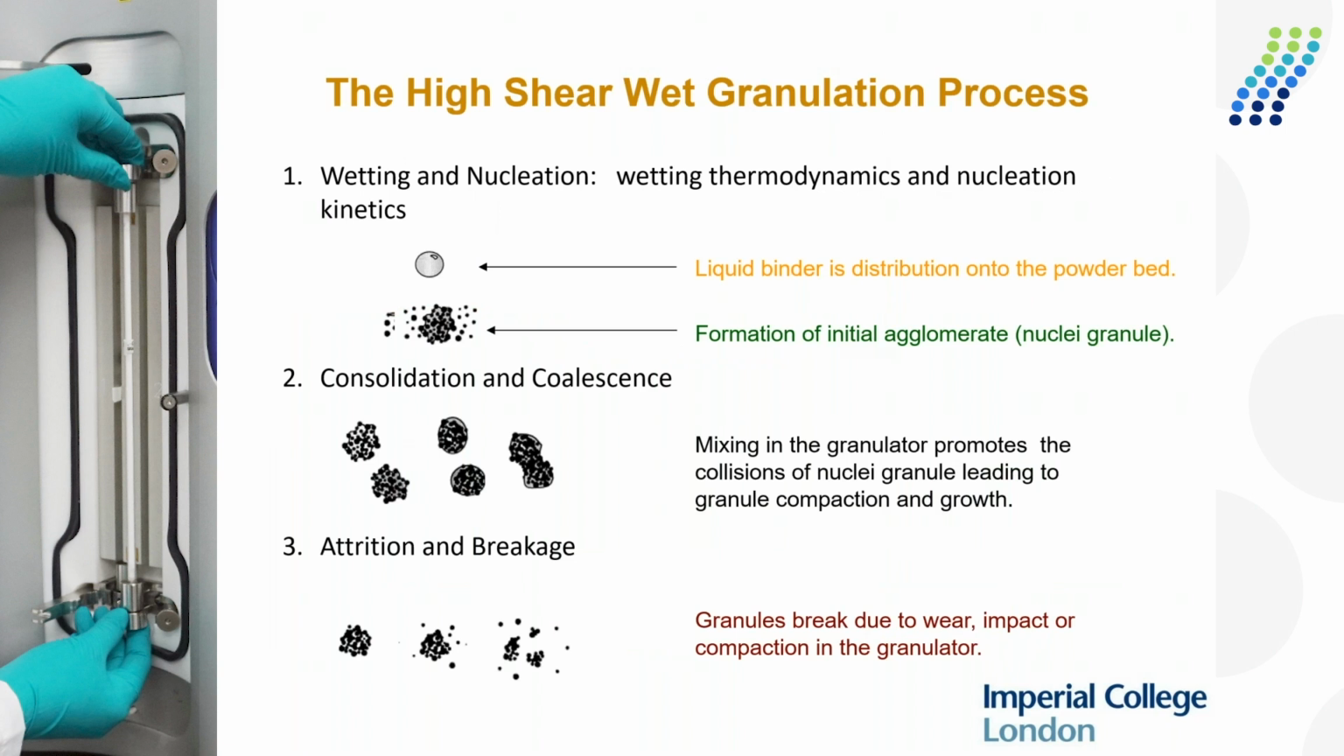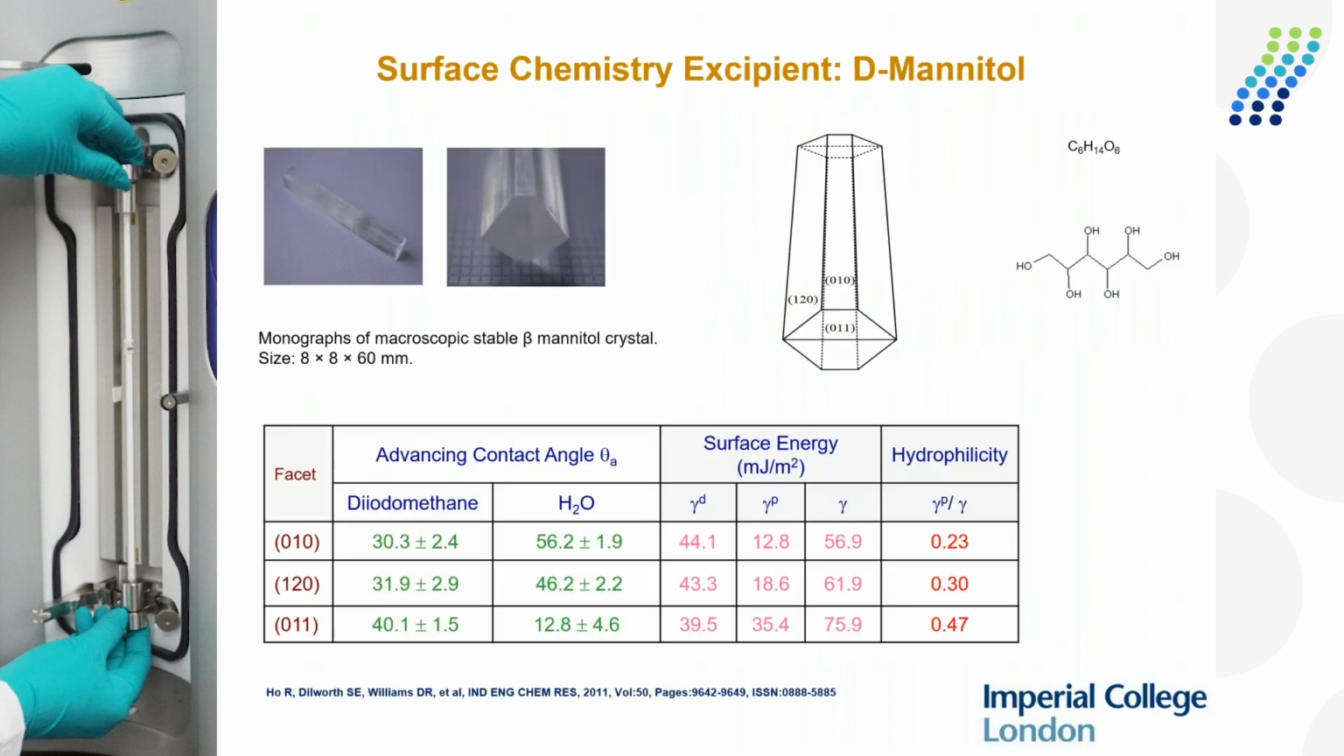So let me start by talking with you about mannitol. Mannitol is obviously a sugar. The molecular structure you can see on the right. It has a lot of hydroxyl groups. It's quite a common excipient. And in our initial studies, we grew some rather large crystals, and these crystals were about 1 centimeter across by 2 or 3 centimeters long. And Raimundo, who did the work, was able to measure the contact angles on each of the different crystal faces.